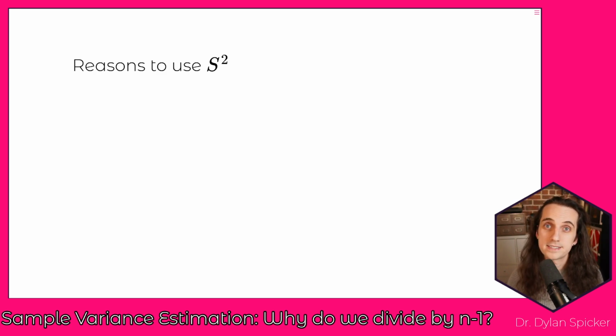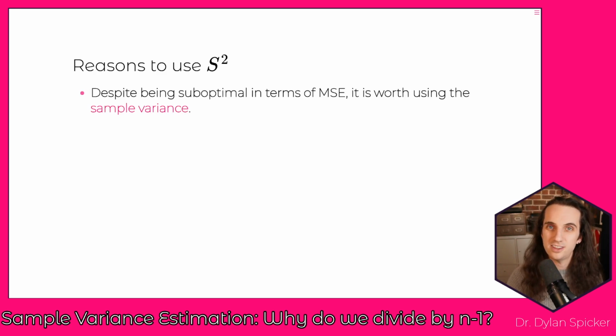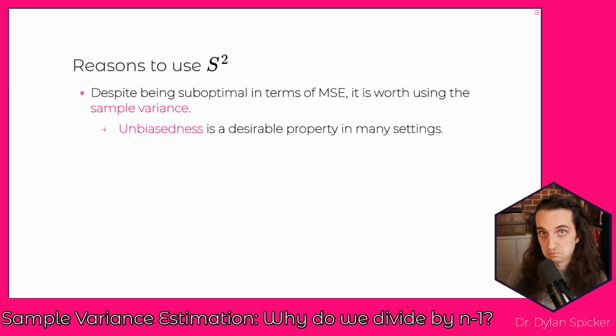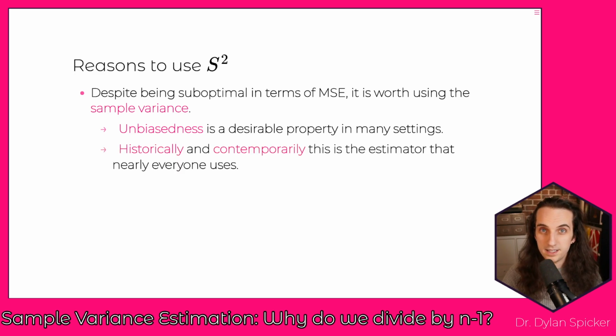And so with that, why do we still use this? Even though it's suboptimal in terms of MSE, it might still sometimes be worth using the sample variance. The first reason is that unbiasedness is oftentimes very desirable. There are cases where we need to use the variance, where knowing that it's unbiased really is a benefit. Now, it's also important to note that historically, as well as into modern times, this is the estimator that everyone uses. Basically, everyone is going to be dividing by n minus 1.